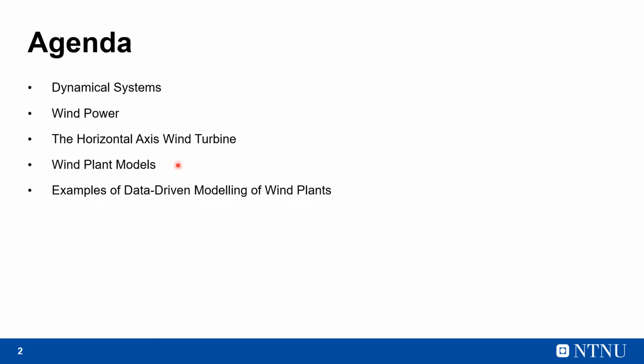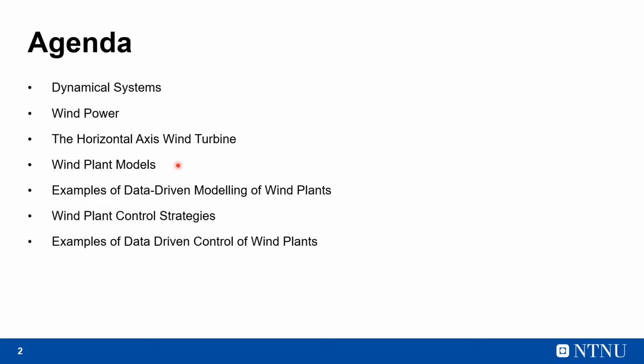We will begin the presentation by talking about dynamical systems, wind power, and the horizontal axis wind turbine. This introduction section would allow those who are unfamiliar with the domain to fathom the subject matter presented in the subsequent slides. We will look at wind plant models and discuss examples on the data-driven modeling of wind plants. We will then look at wind plant control strategies and see examples from the data-driven control of wind plants. Finally, we will draw conclusions based on the subject matter of the presentation.